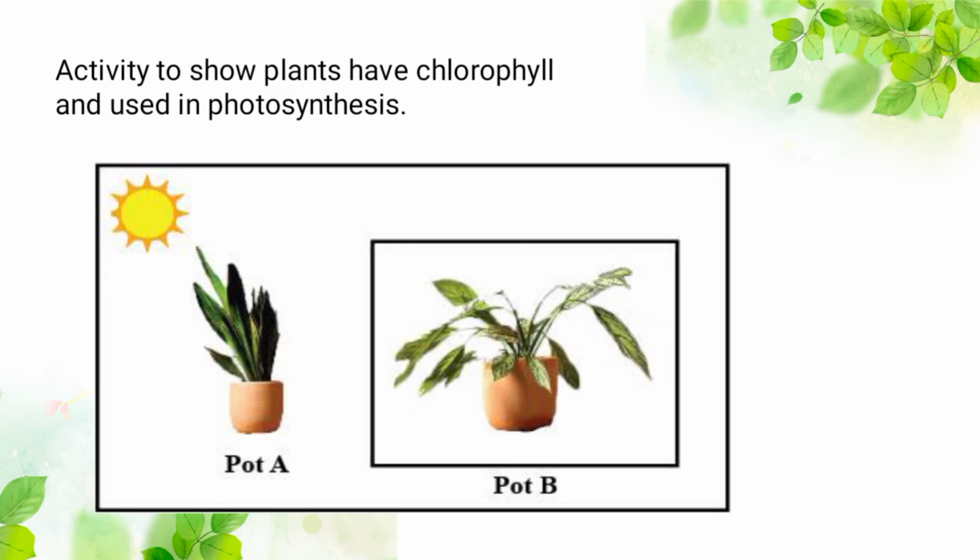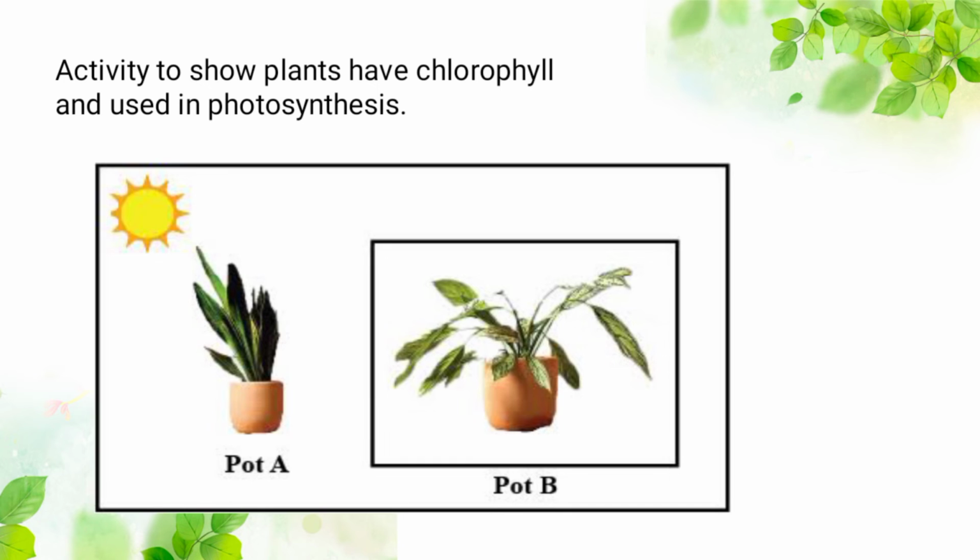It doesn't mean that a leaf which is red or yellow in color does not prepare food. Even these prepare food by using the pigment which is present in them. There are some other pigments present in the leaves, such as red pigment and blue pigment. With the help of those pigments, they prepare their food.